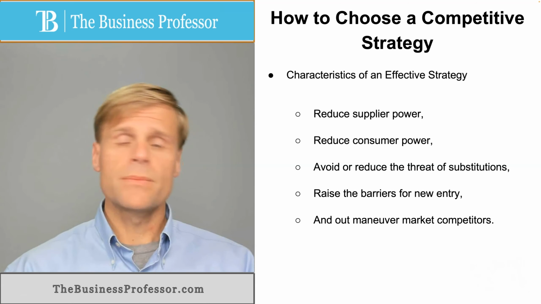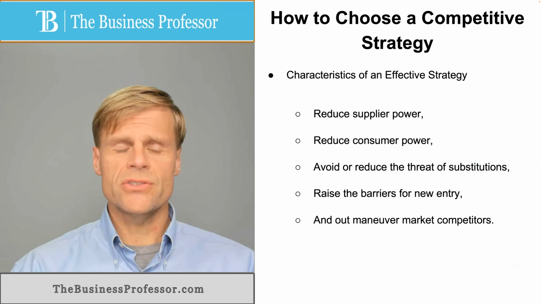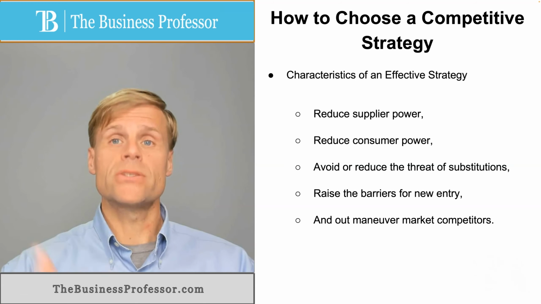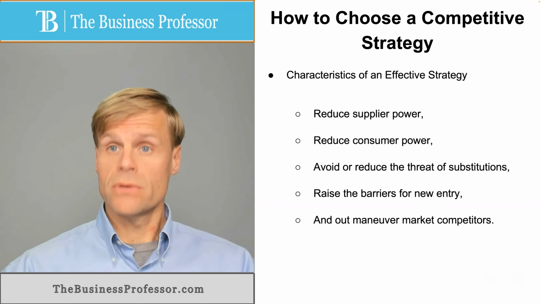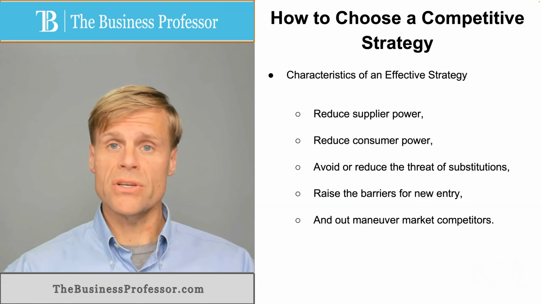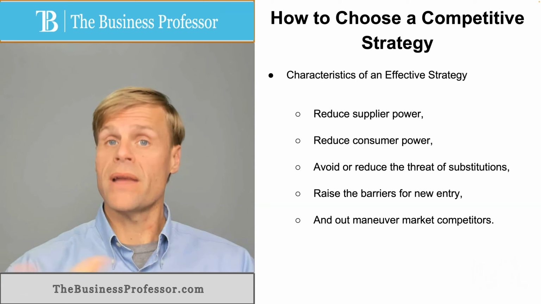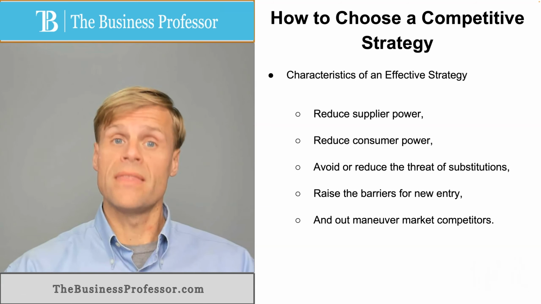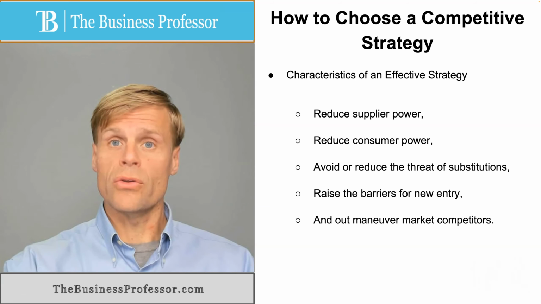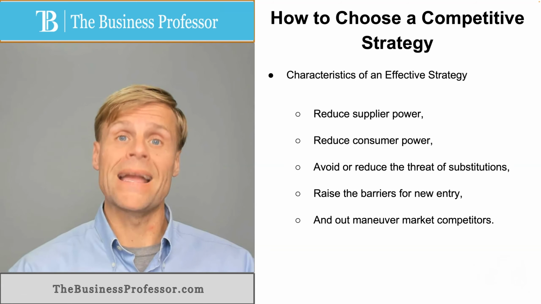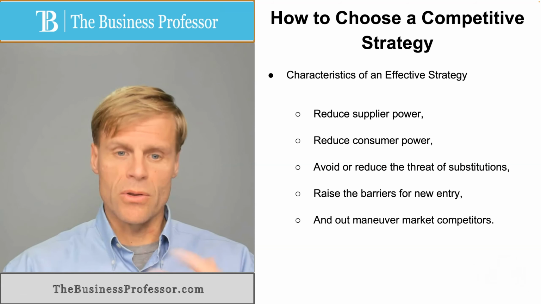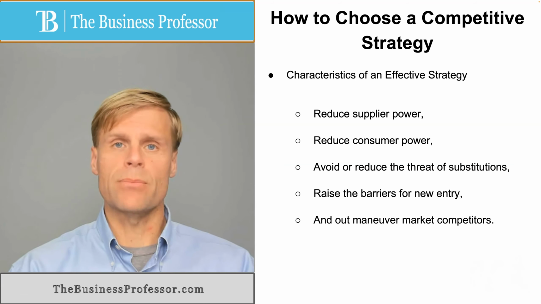Now, what are some of the other characteristics of an effective strategy? Well, it needs to reduce the supplier power, and needs to reduce consumer power on the other side, such that any suppliers to the firm have less power than they would have otherwise had before implementing the strategy. Same with consumers, that is, their buying power is reduced. The organization has more control over how they set prices.